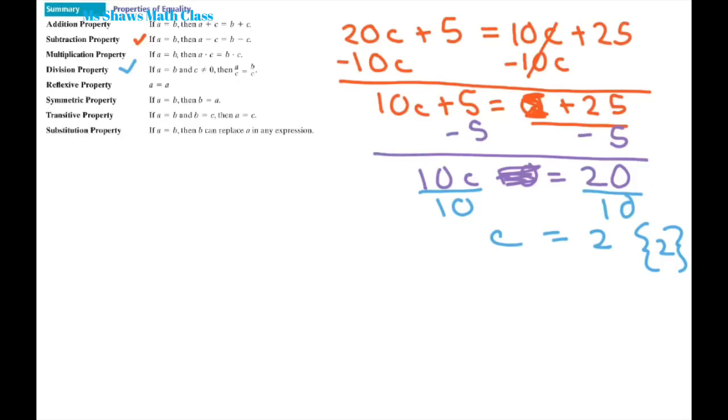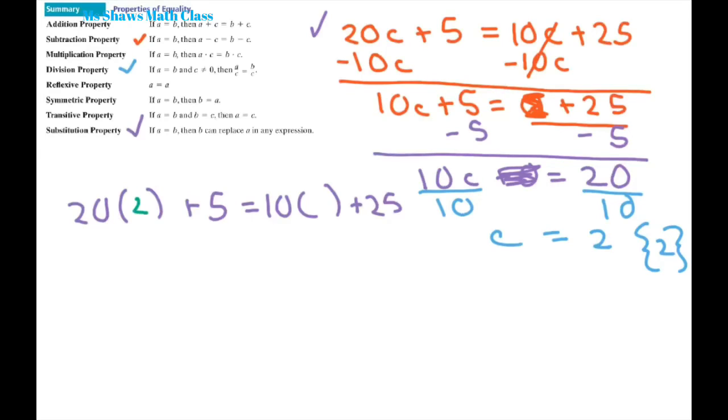Now we need to check our solution. So what we're going to do is use the substitution property. It says C equals 2. So I'm going to go back to the first equation, and everywhere there's a C, I'll just put a parentheses there. Everywhere there's a C, I'm going to substitute my 2. So put a 2 in there and a 2 in there.